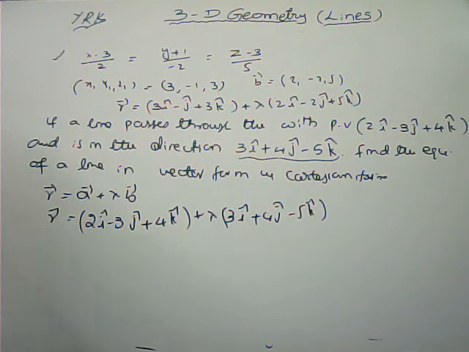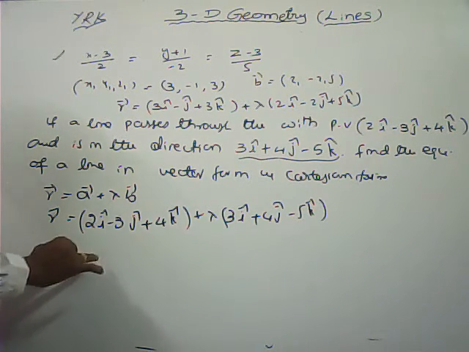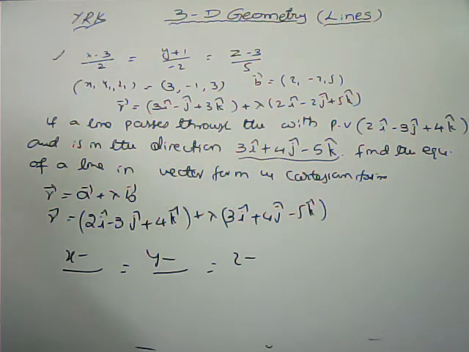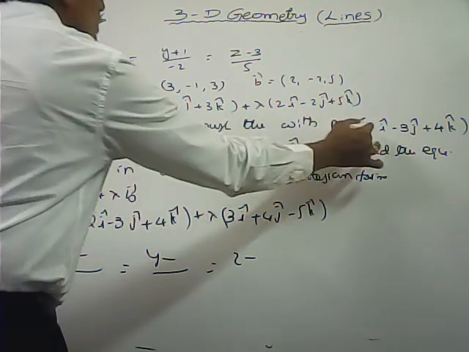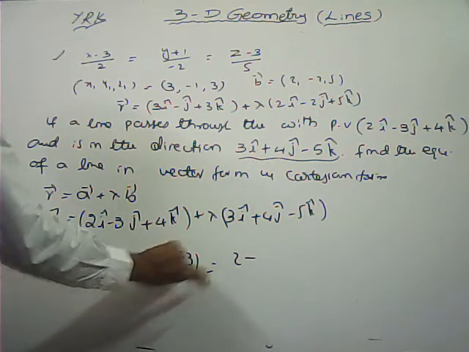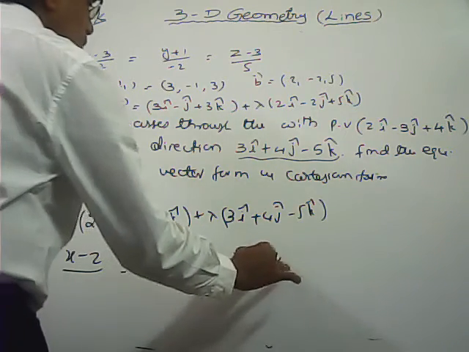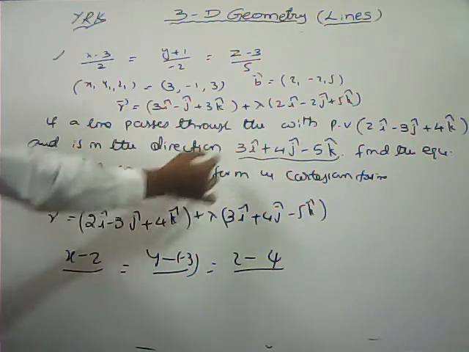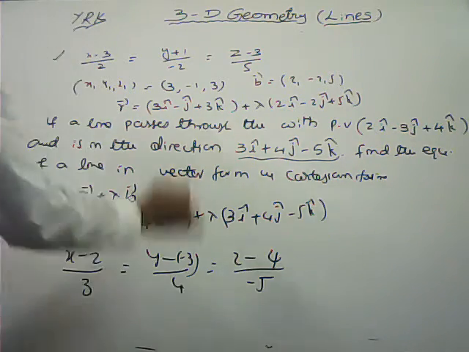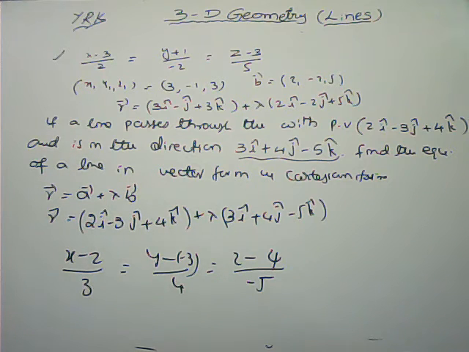This is the vector form. Now how to write the Cartesian form? (x minus x1) = (y minus y1) = (z minus z1). What is the point? The line passes through the point 2, minus 3, 4: x1 is 2, y1 is minus 3, z1 is 4, and it is parallel to the vector with direction ratios 3, 4, minus 5. So this is the equation of the line in Cartesian form, passing through the given point and parallel to the given vector.